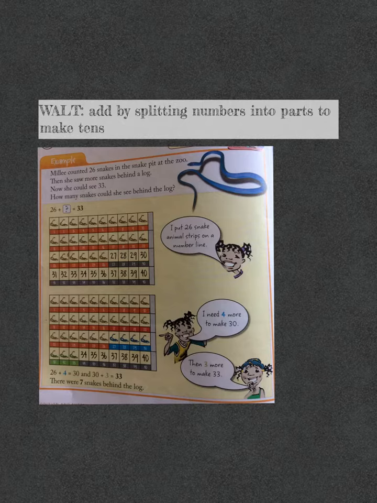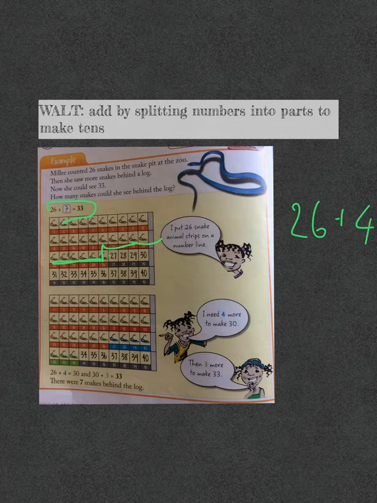So you can see our problem here is 26 plus something equals 33. Okay, so using the animal strips, we can add here to 26, right to here, 26. Okay, and we need to find out 33. So if I add 26 plus 4, I know that equals 30.